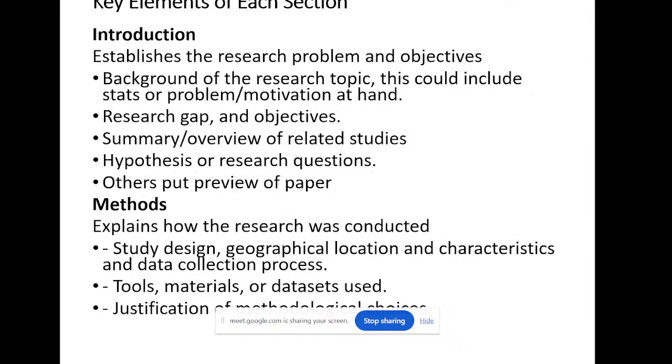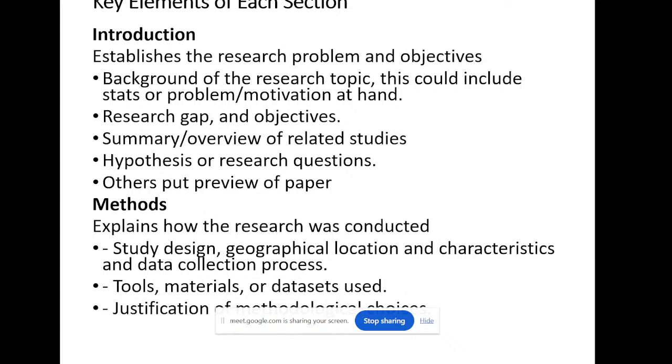Then you should have a research gap, maybe an area of novelty, and then some objectives, and a bit of an overview of related studies. Then you can have a hypothesis, or you can have some research questions. It depends on the article you're targeting, or on your writing style. There is no rubber stamp rule that you should always have a hypothesis or always have a research question. It's basically up to you and up to the intended publisher that you intend to approach.